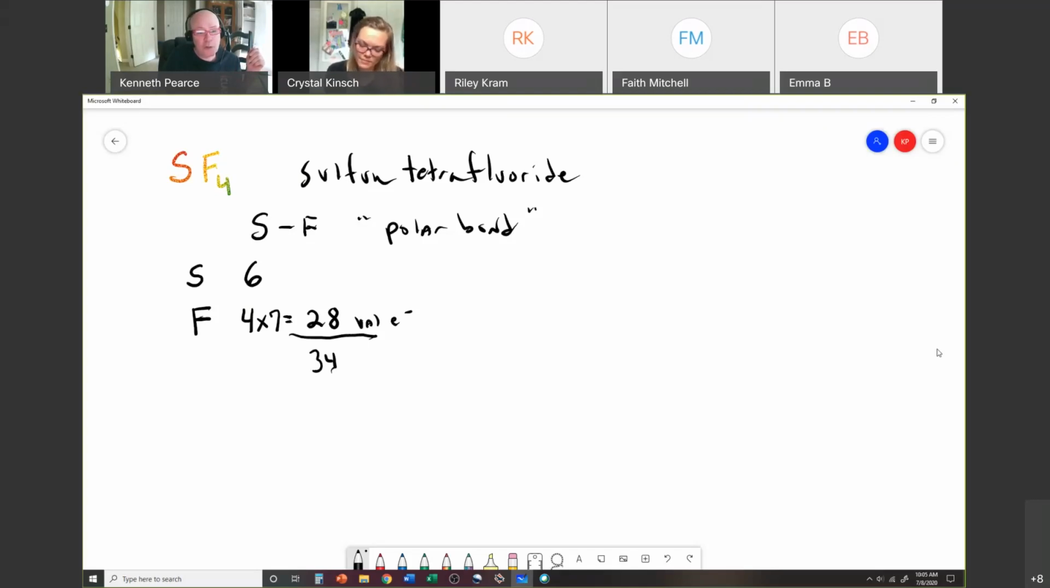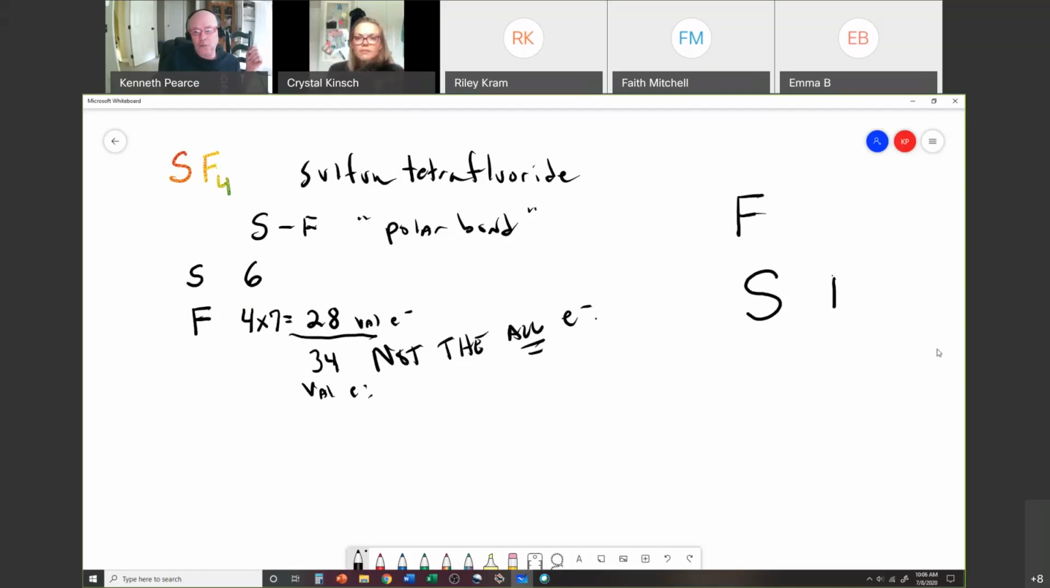And what else do we know about this? What do we know about this 34? It's not all the electrons. It's just the valence electrons, 34 valence electrons total for the whole thing, right? And then we say, I'll put this sulfur in the middle. I'll put those fluorines at north, east, south, and west. And if you have others, you're going to put them in there too, right?